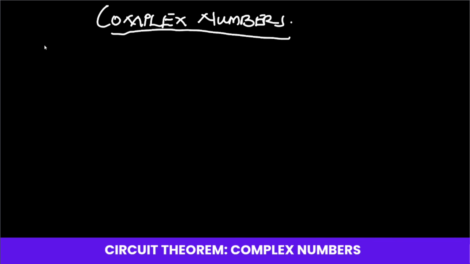Okay, so when we talk about complex numbers, what are complex numbers? Complex numbers are numbers that have a real part and an imaginary part.